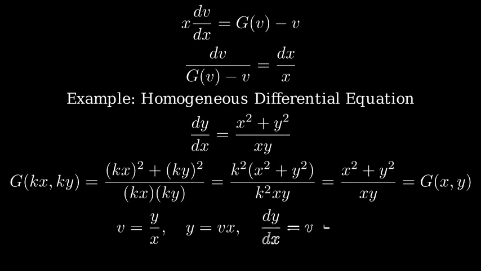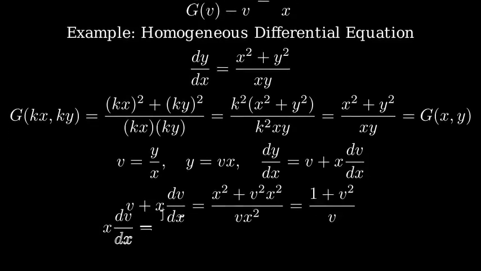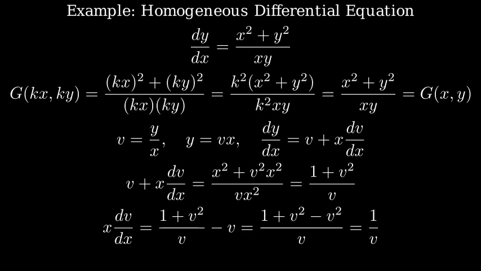Let v = y/x. So y = vx and dy/dx = v + x dv/dx. Substituting into our original equation, v + x dv/dx = (x² + v²x²)/(vx²) = (1 + v²)/v. Rearranging, x dv/dx = (1 + v²)/v − v = (1 + v² − v²)/v = 1/v.